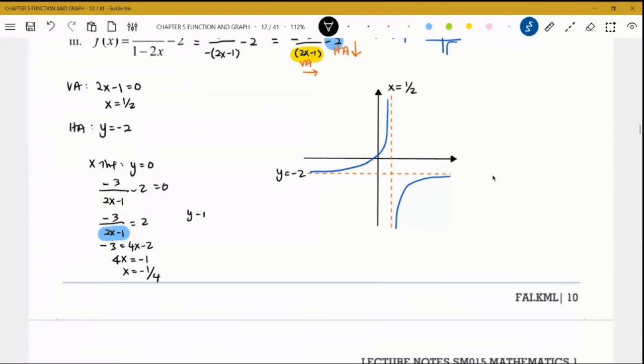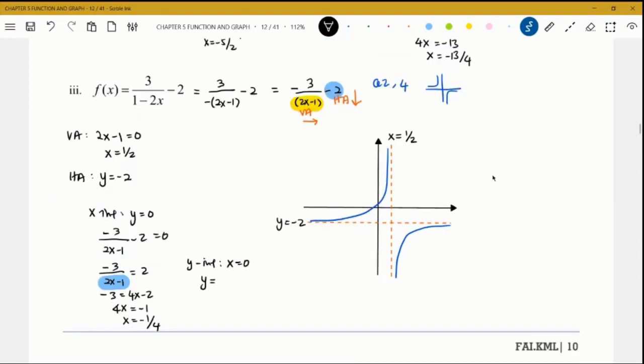And then y-intercept adalah pada x equal to 0. So it means your y equal to negative 3 over negative 1 minus 2. So should be 3 minus 2 adalah 1. Okay, so your y-intercept adalah 1.